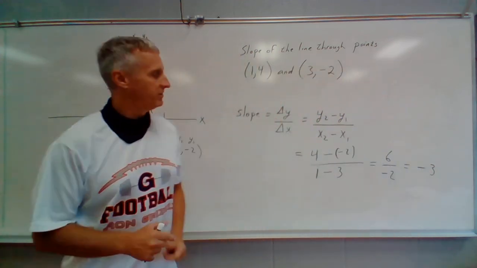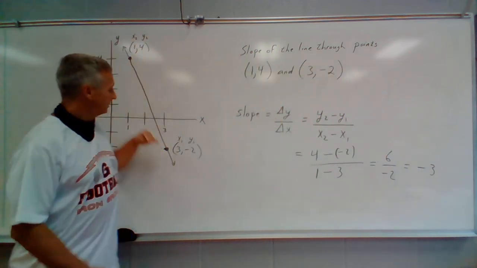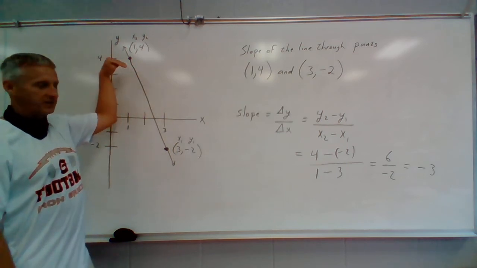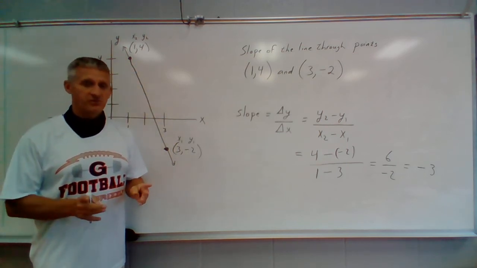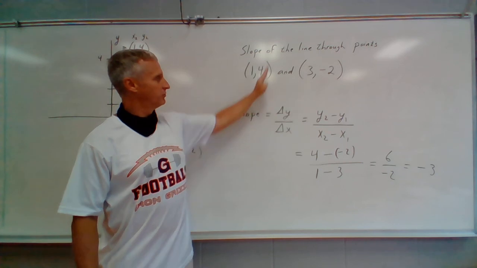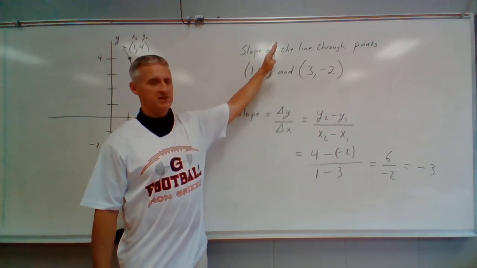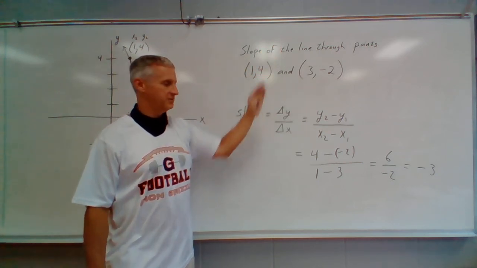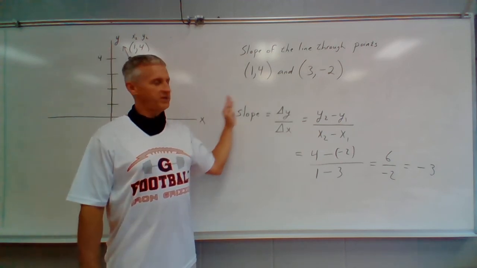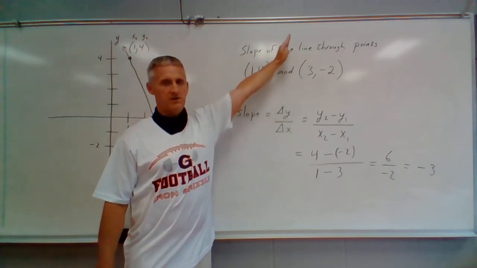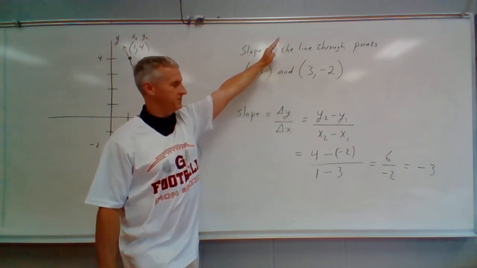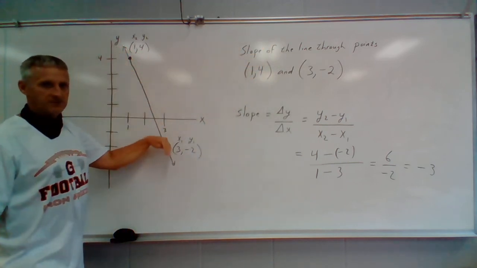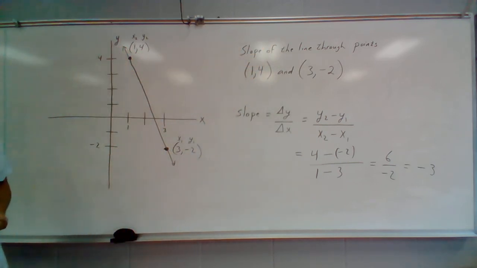Okay, so in this example, our slope was negative. Notice that the line slants downhill from left to right. In our previous example about the velocity, the slope was positive and the line was going uphill from left to right. So as you move from left to right, if your line goes up, then your slope is positive. If it goes down, then your slope is negative.